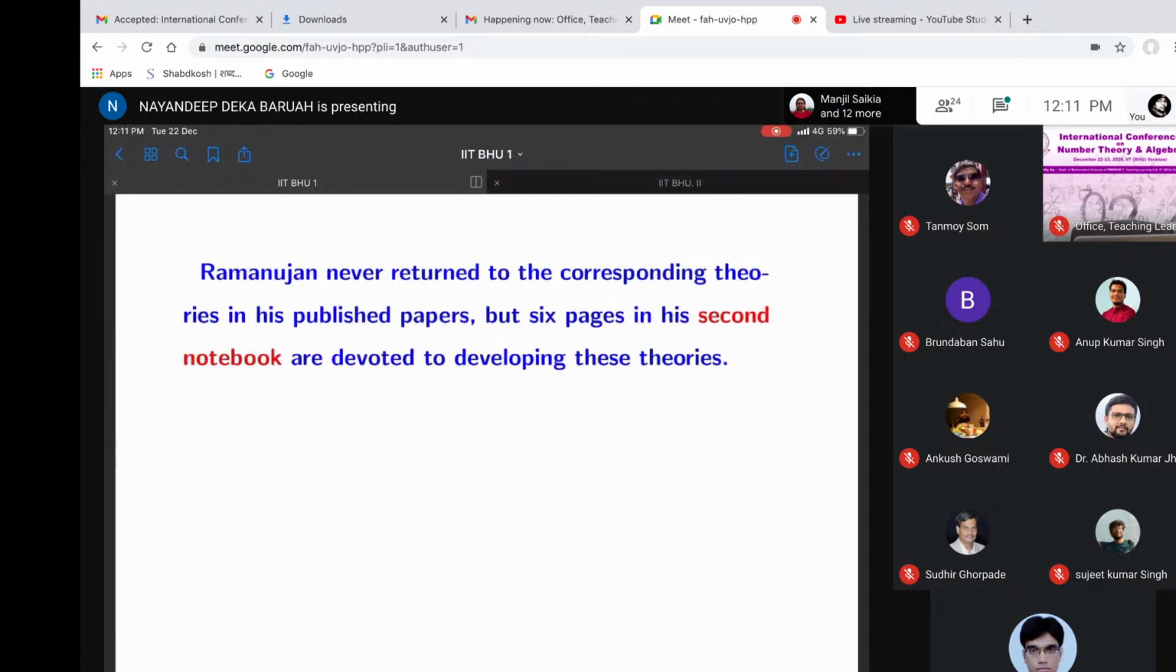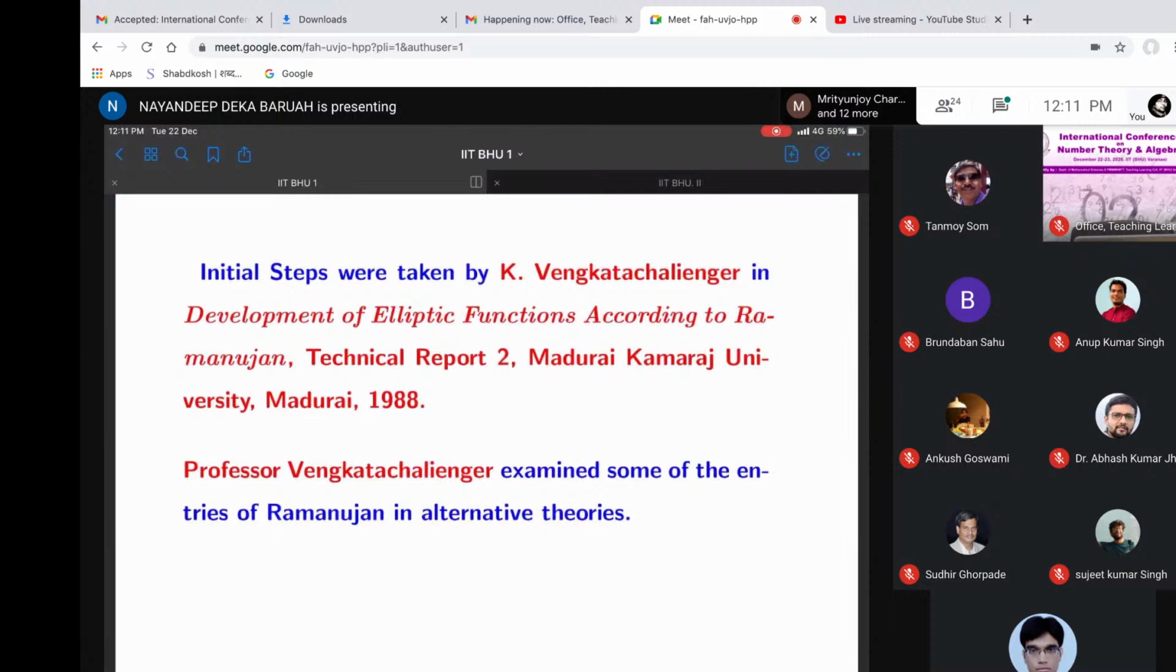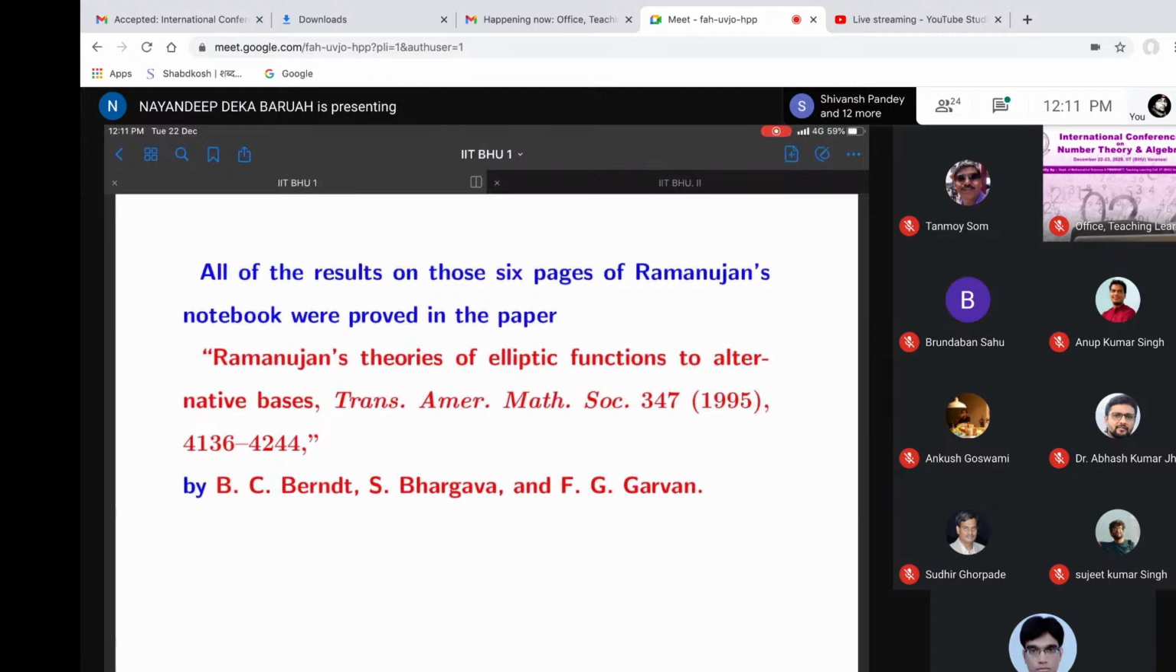And initial steps were taken by K. Venkatachaliengar of Madurai Kamaraj University in developing those alternative theories. He examined some of the entries of Ramanujan in the alternative theories. All of the results on those 6 pages of Ramanujan's notebook were proved in a paper in 1995 by Bruce Berndt, Bhargava, and Frank Garvan. That was published in the Transactions of the American Mathematical Society.